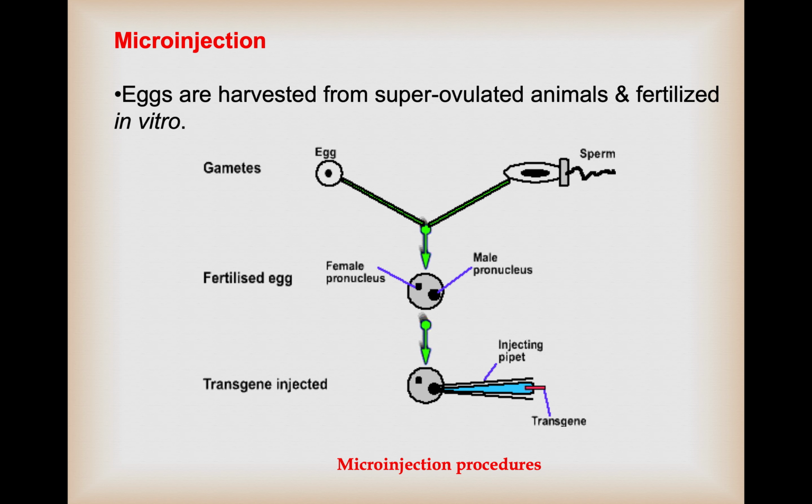In this method, first and foremost, eggs are harvested from superovulated animals and fertilized in vitro in the lab. The keyword is superovulated, which means that the animals are supplemented with hormone to make sure that they are ready to produce eggs. The eggs are then fertilized with sperm to produce fertilized eggs containing male and female pronuclei, and then your transgene can be injected into them using a micromanipulator.